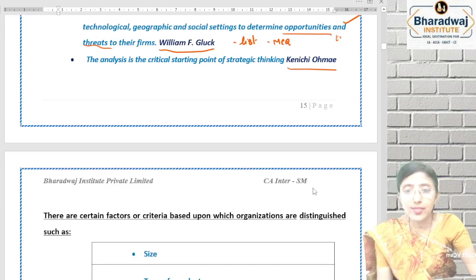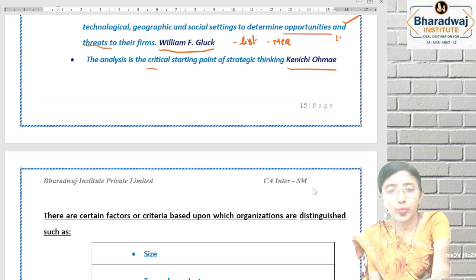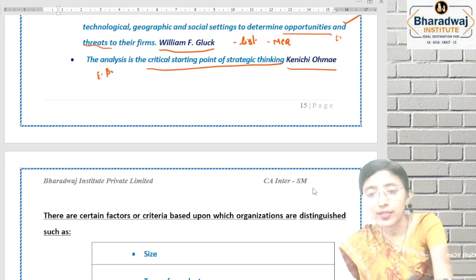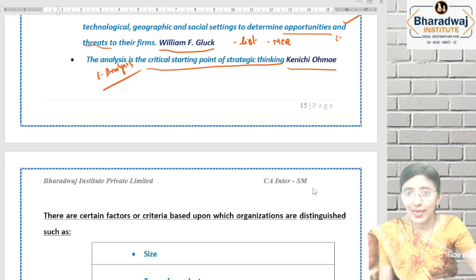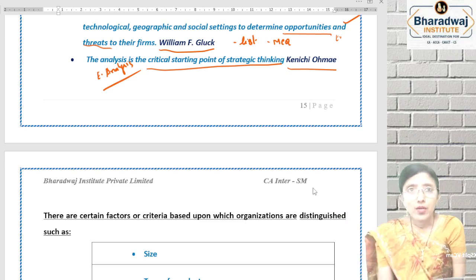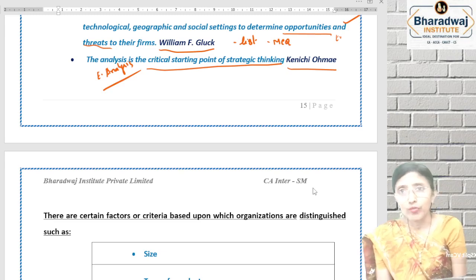Okay. Now come to Kenichi Ohmae. The analysis is the critical starting point of strategic thinking. The analysis is environmental analysis. They will ask you to fill it up. Environmental analysis is the starting point of strategic thinking. Now I'll tell you one statement, you answer me. Strategy is a consequence of planning. True or false? Very good.